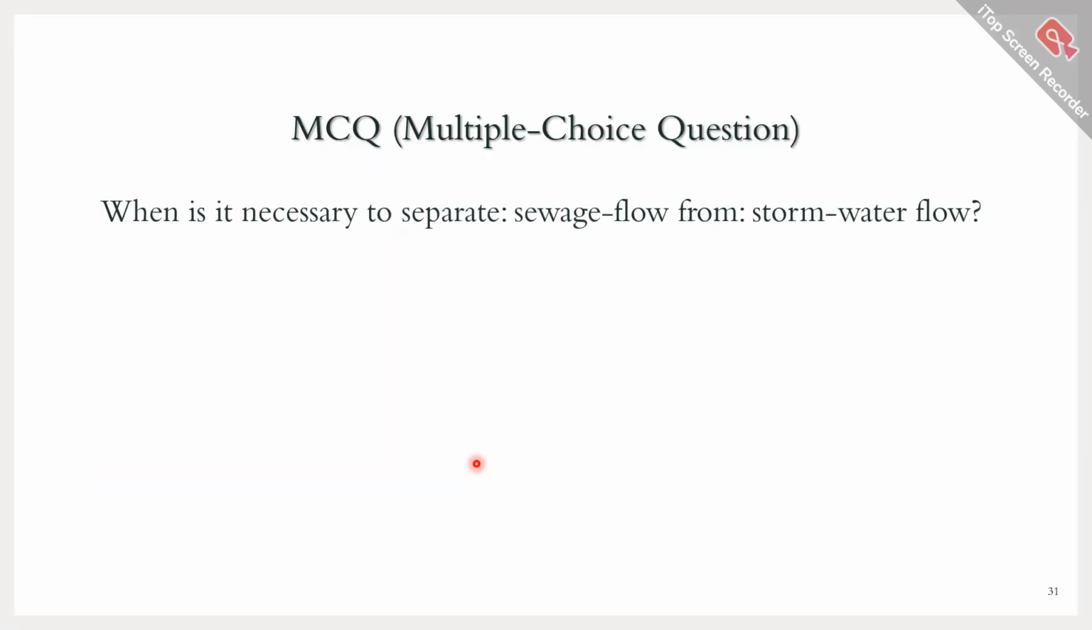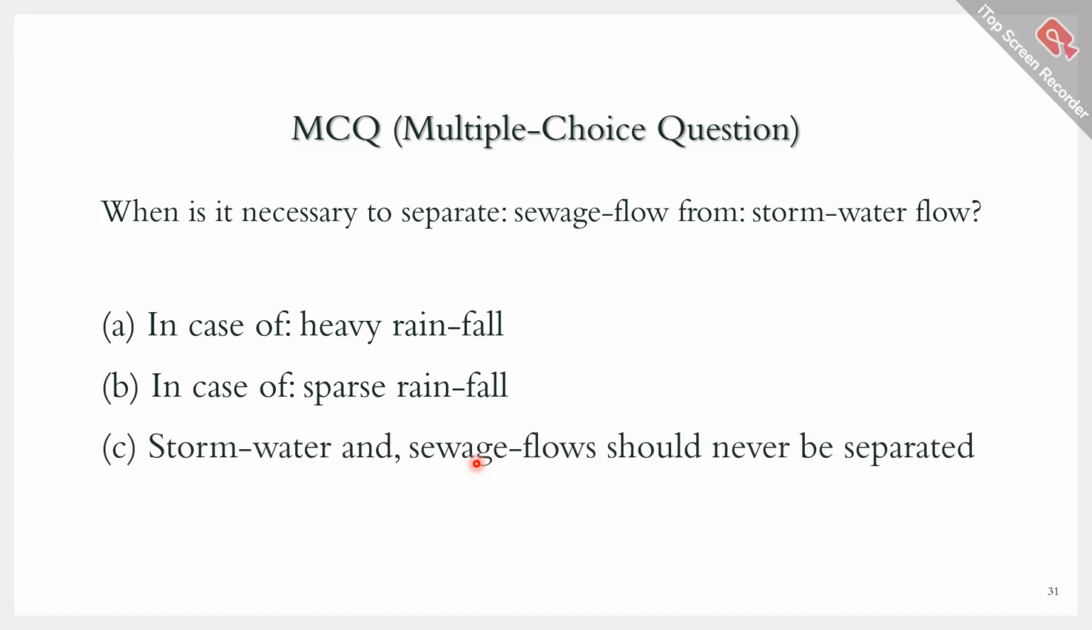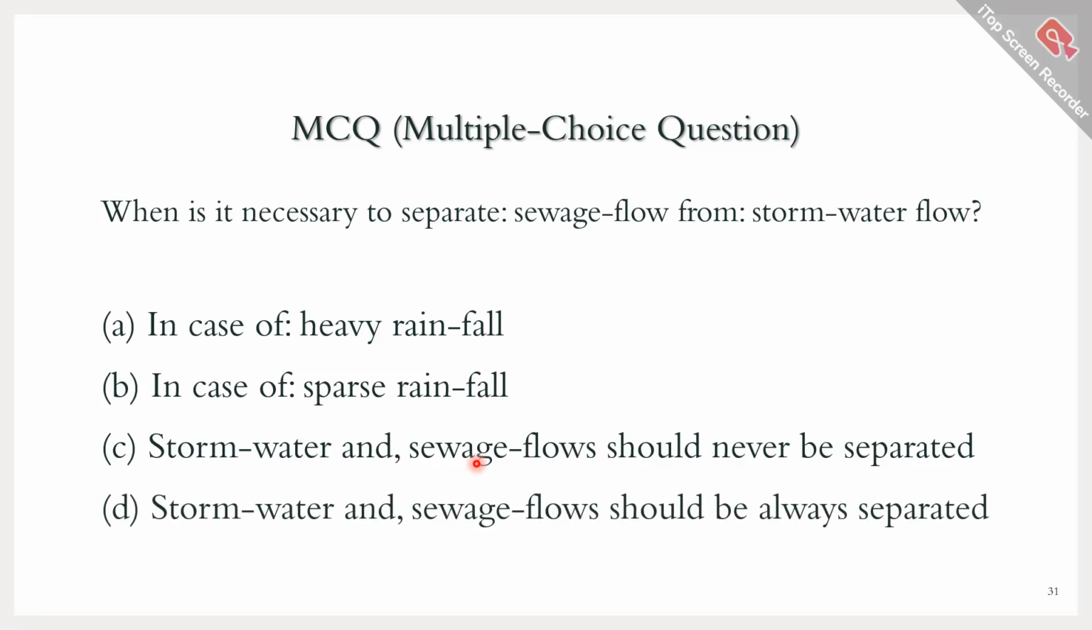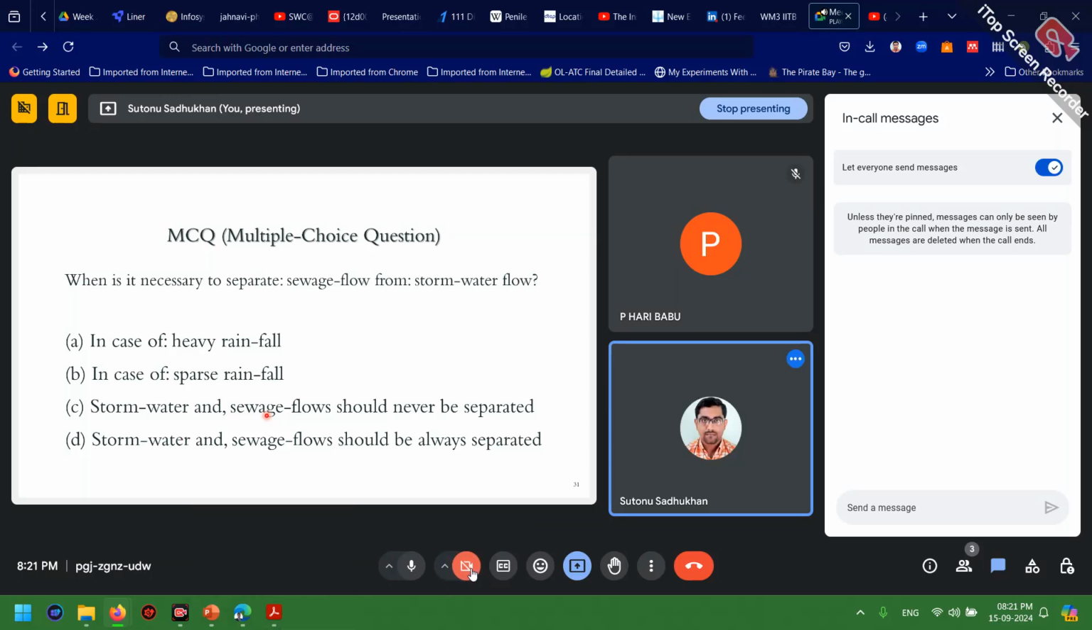Okay, anyways, we will move on to our next MCQ. So when is it necessary to separate sewage flow from storm water flow? Option A, in case of heavy rainfall. Option B, in case of sparse rainfall. Option C, stormwater and sewage flows should never be separated. And option D, stormwater and sewage flow should always be separated. Please type the correct option in the chat box.